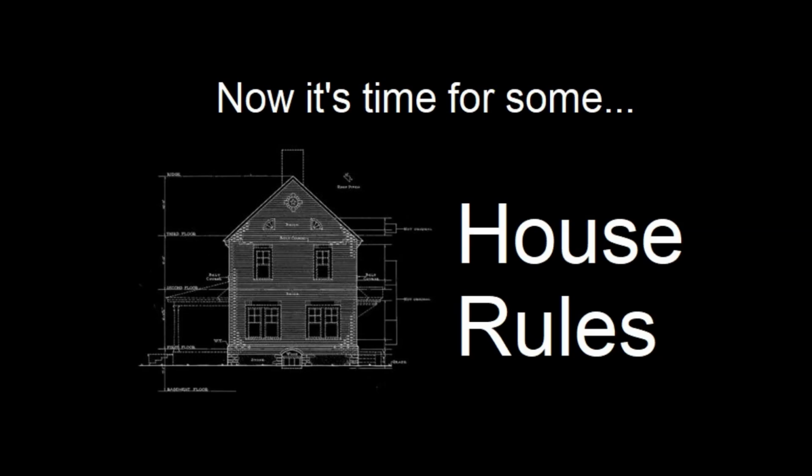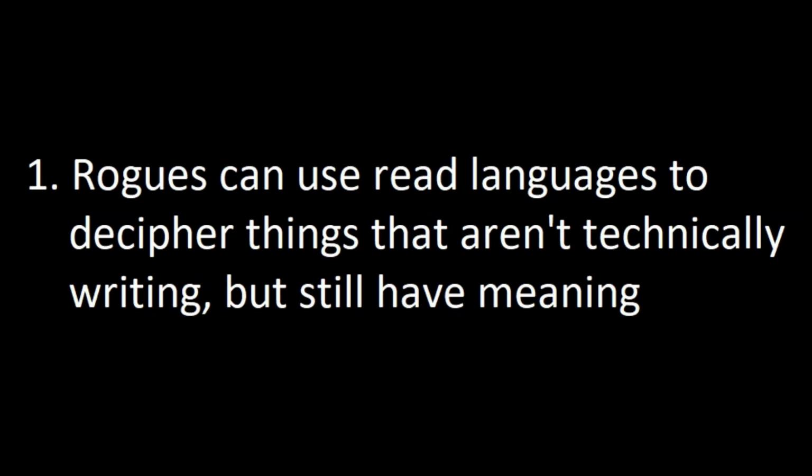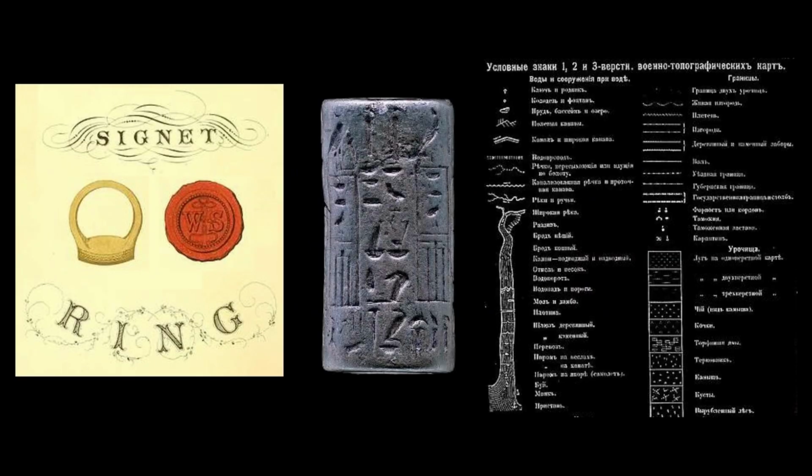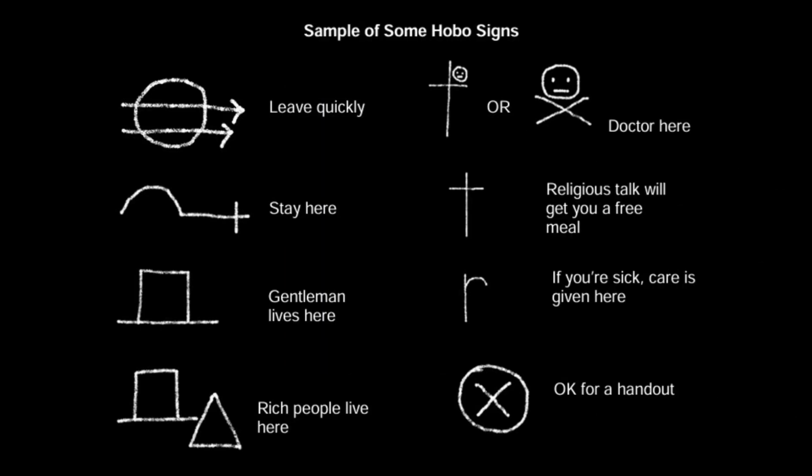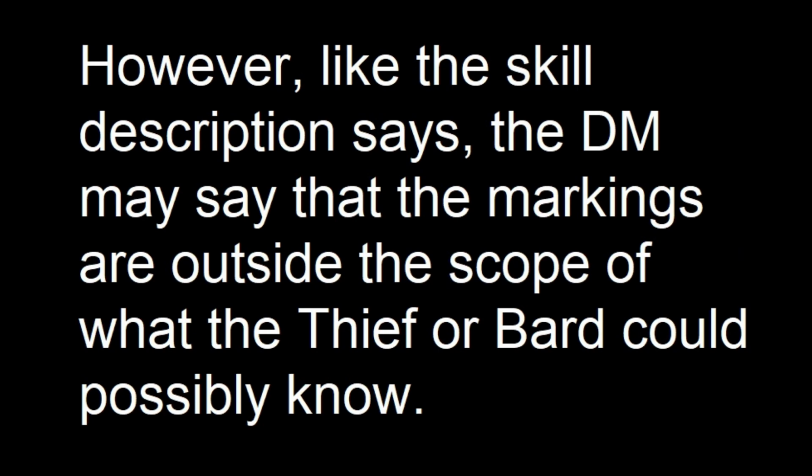At this point, I'd like to share a couple of house rules that I've used that relate to Read Languages. The first one is that rogues can use Read Languages to decipher things that aren't technically writing but still have meaning. This might be a signet, a royal seal, map markings, or on the other end of the scale, the world's equivalent of hobo marks. However, like the skill description says, the DM may say that the markings are outside the scope of what the thief or bard could possibly know.